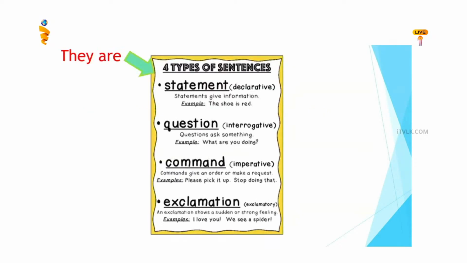They are statements, or you call it declarative, questions, they are interrogative, commands, they're called imperative, and exclamation. They are the exclamatory sentences. There are 4 types. Example, a statement gives you information. The shoe is red. Then the second type is a question.